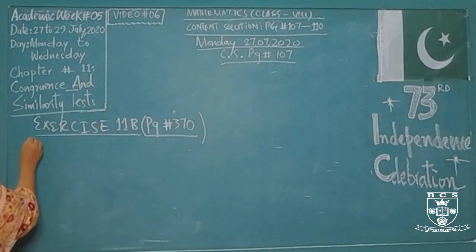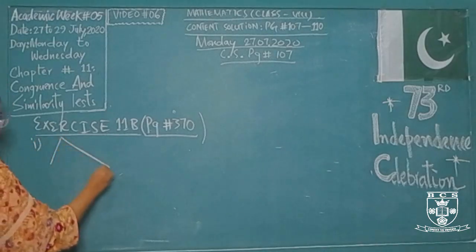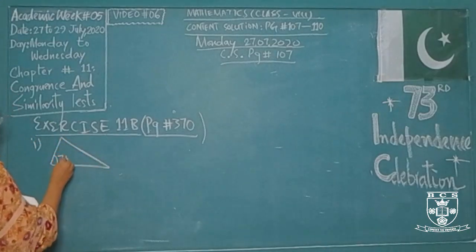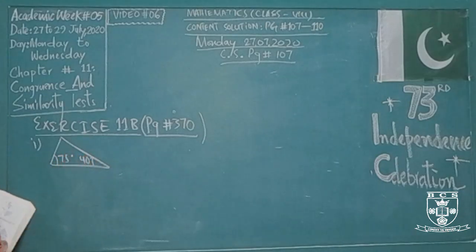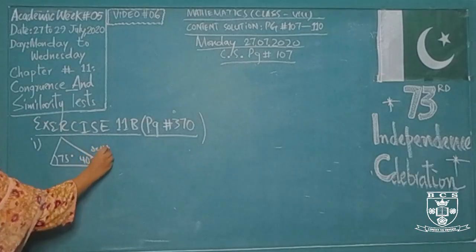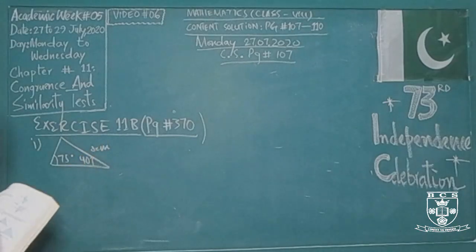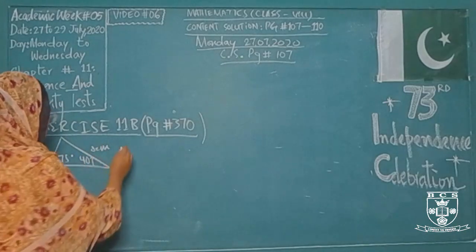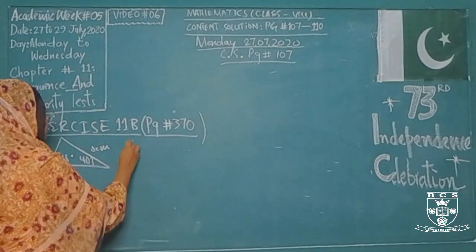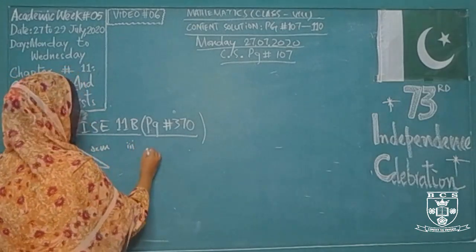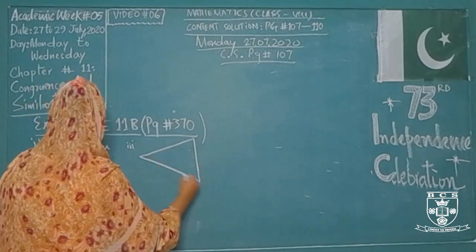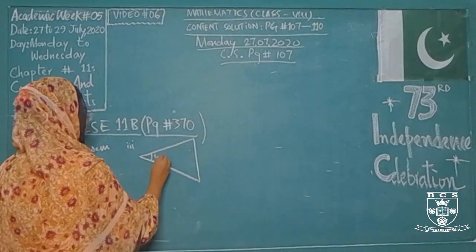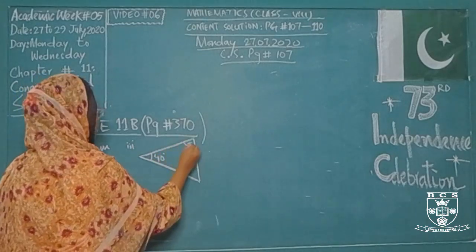Yes, the first triangle has 75 degrees, the second angle given is 40 degrees, and one side is given, that is 8 centimeter, and this one is similar to the third triangle. The third triangle is almost similar to the first one.